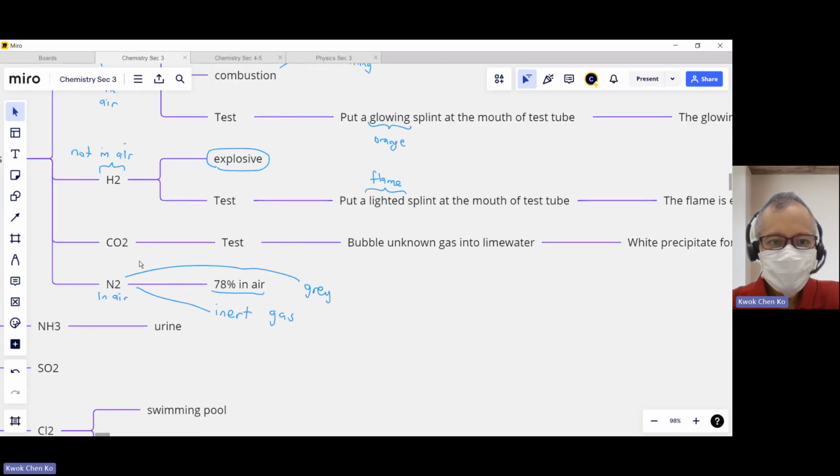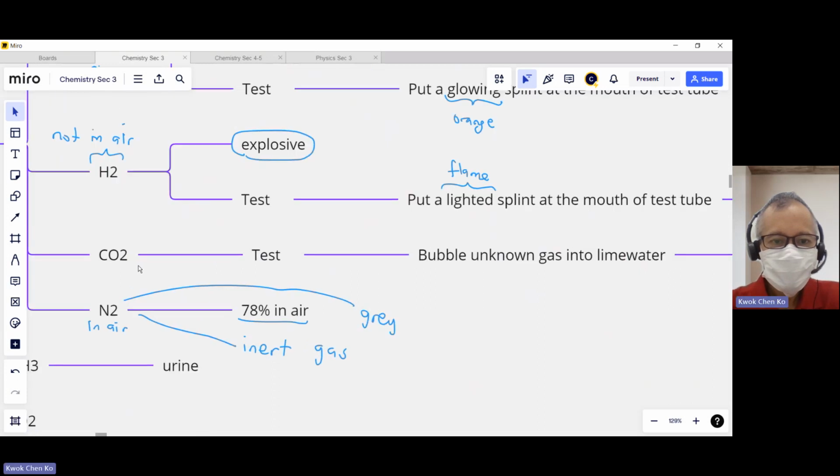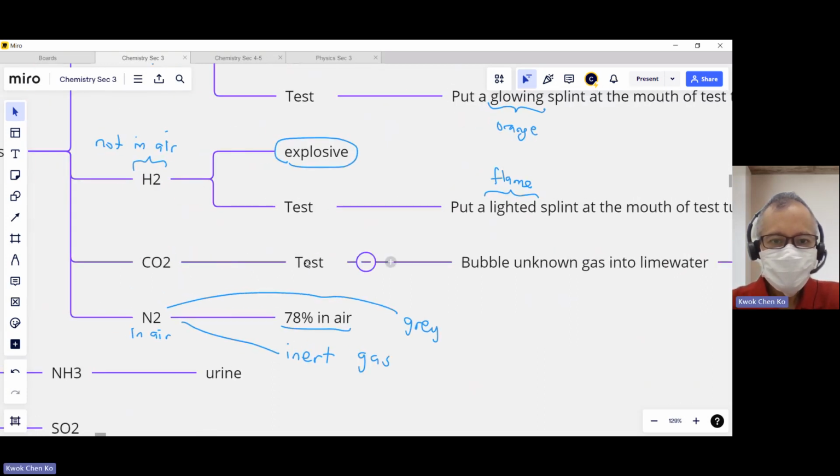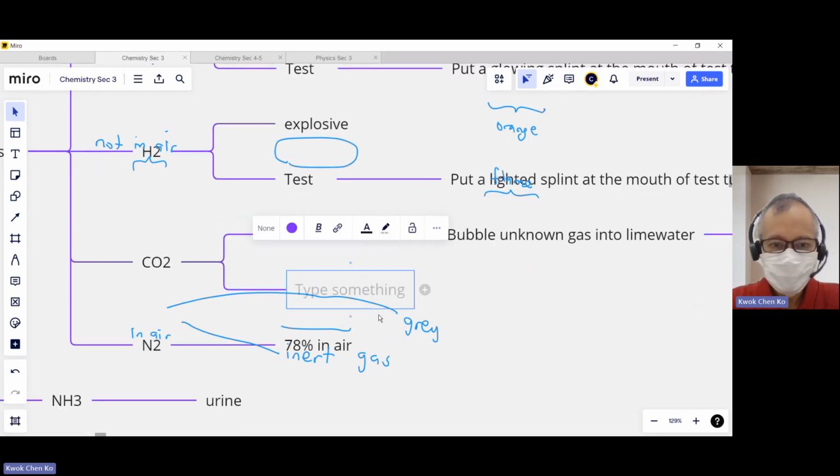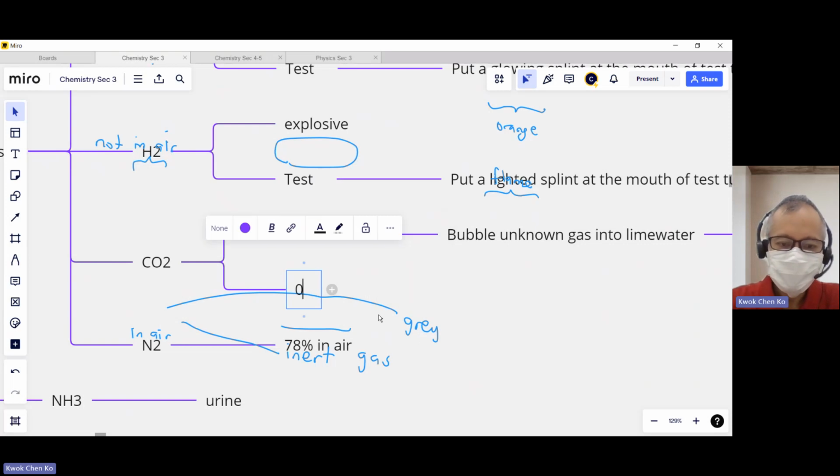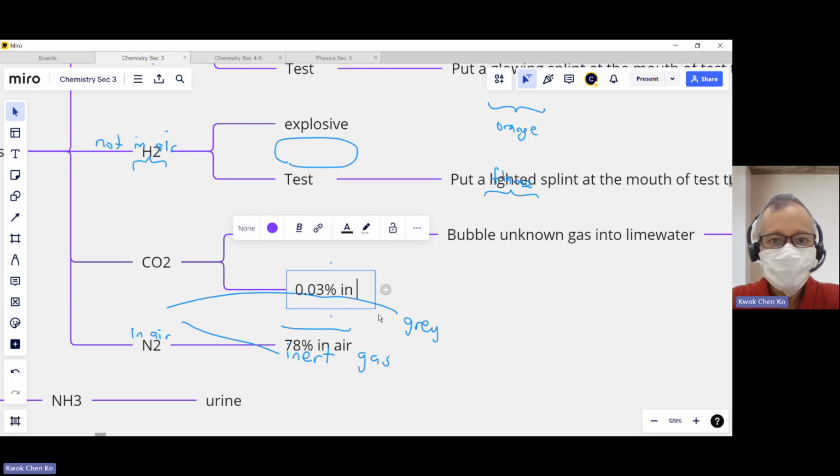Now, lastly, don't forget CO2. I didn't put it here, but it's inside air as well that you ought to know. Most of the time, they don't ask you about the percentage in air. So it's about 0.03% in air.